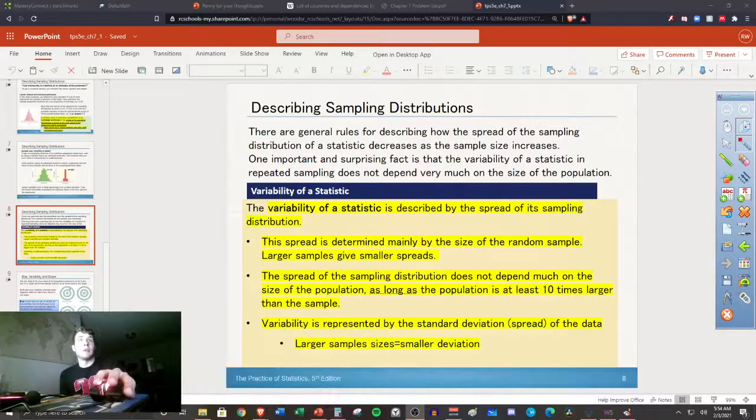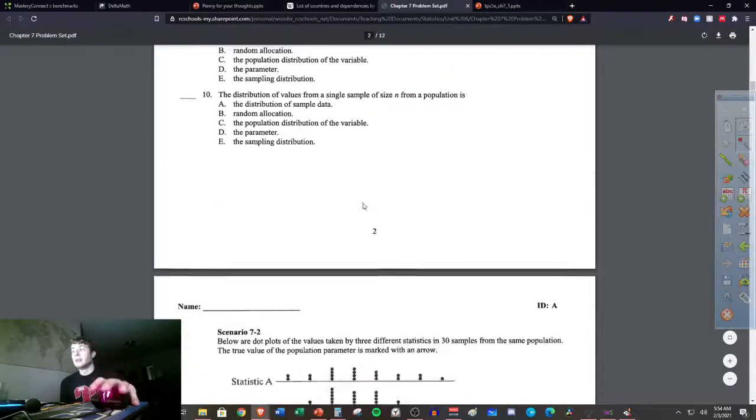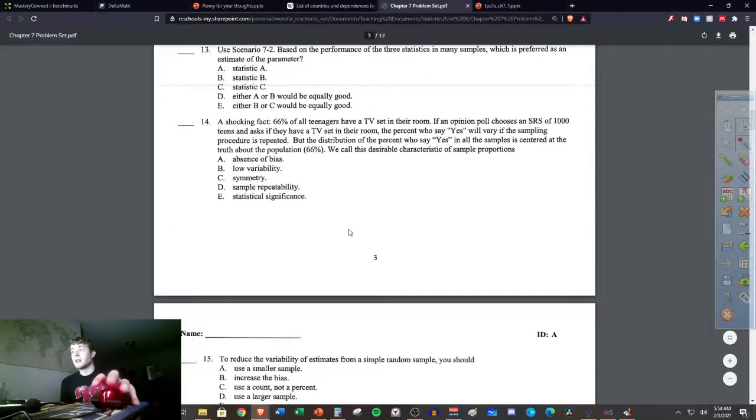Let me move my camera over here. Variability is represented by the standard deviation. So your standard deviation, we've always said that, right? It is the spread of the data. Larger sample sizes produce smaller spread.